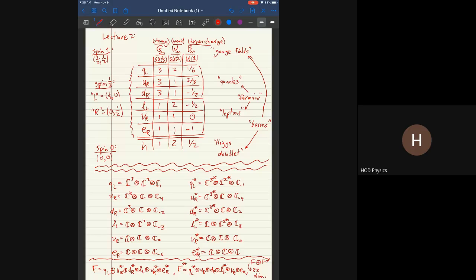Here the first 6 rows are the spin 1/2 particles, the so-called spinor fields. We have 6 rows: the left-handed quark doublet, the right-handed up quark, the right-handed down quark, the left-handed lepton doublet, the right-handed neutrino, and the right-handed electron.